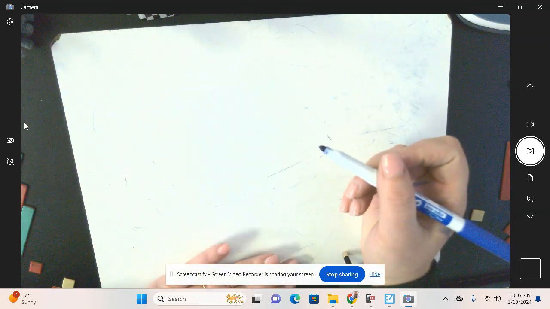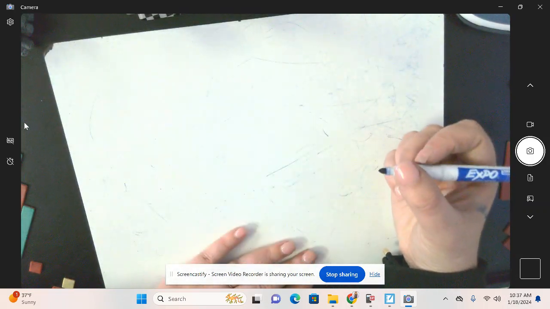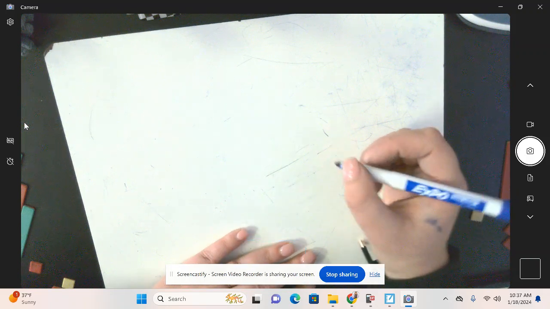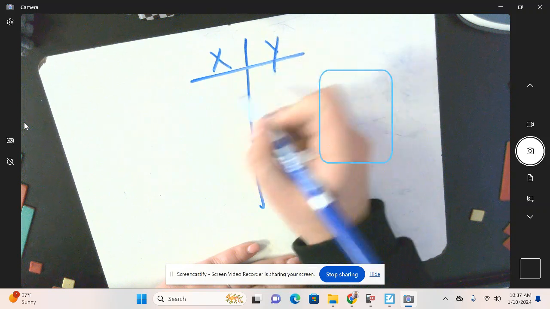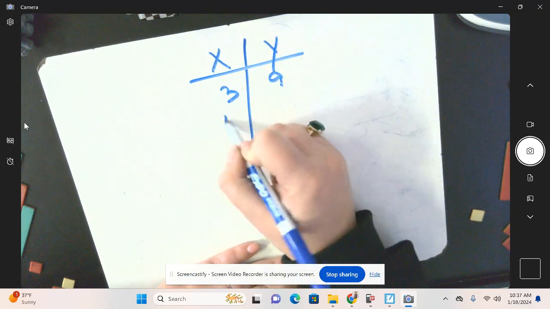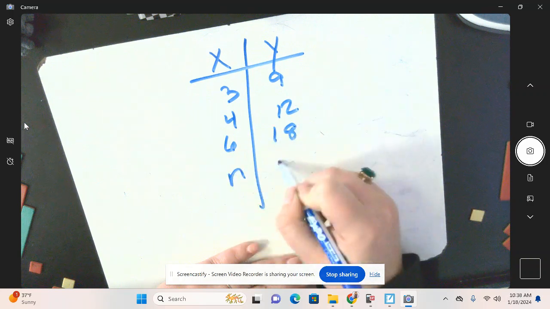All right, for number 24, I want you to just mark out number 24. You don't have to do number 24. Number 25 says find the rule and solve for n. So we've got our chart here, x and y, and we have 3 to 9, 4 to 12, 6 to 18, and n to 27.